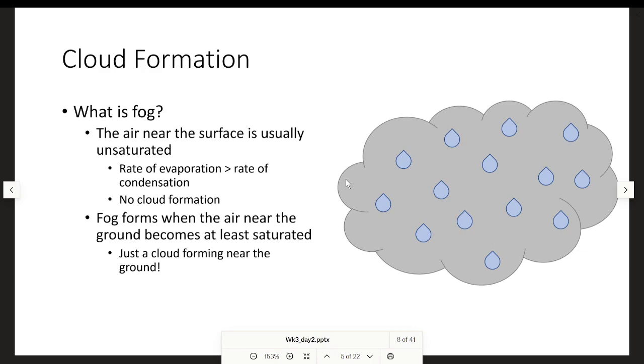What is fog? The air near the surface is usually unsaturated. So typically, when you're standing outside, the rate of evaporation is greater than the rate of condensation, so you don't have clouds that form at the surface. Fog forms when the air near the surface becomes at least saturated. So it's just a cloud that forms near the ground. It's pretty simple.